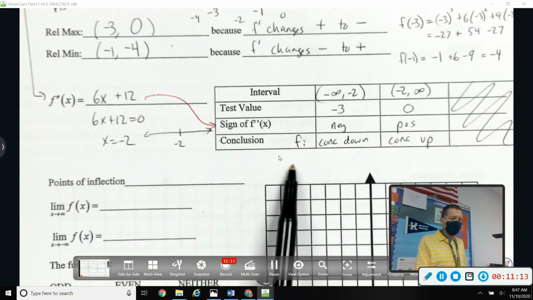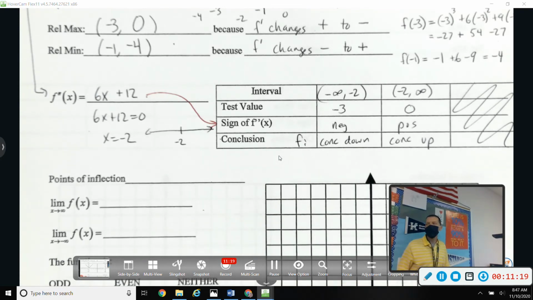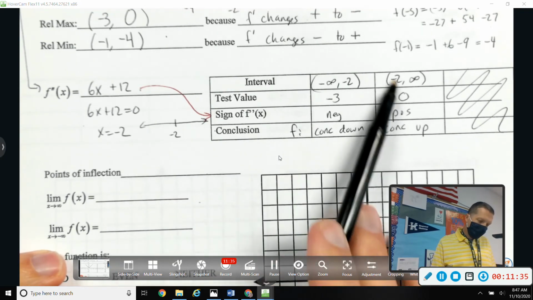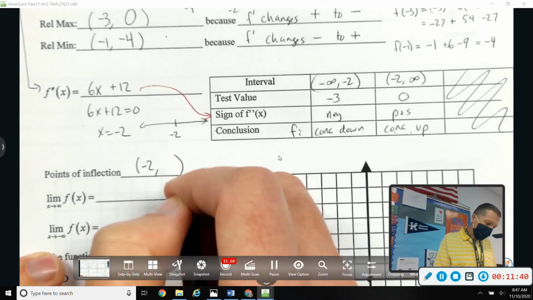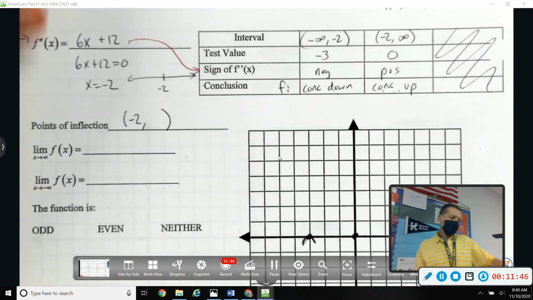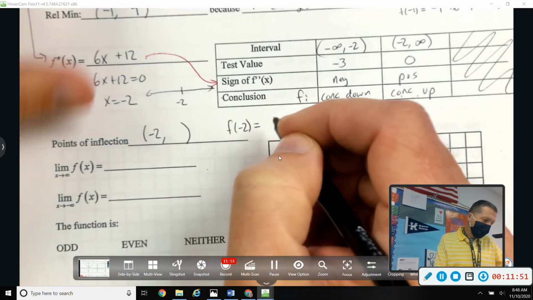I should be careful. I wish it had said conclusion about f, because you don't want to just write concave down. What's concave down? Some of you lost points on the test because you had said things like it's increasing. I knew what you meant, and you were right, but you got to specify: is f increasing? Is f prime increasing? Because those are different things. So point of inflection. When concavity changes, the point of inflection is at x equals negative 2, which is good for the x value, but if I want to put it on the graph, I need to figure out what f of negative 2 is.